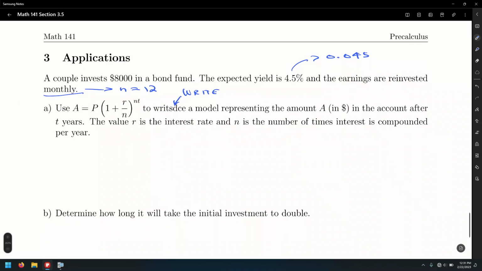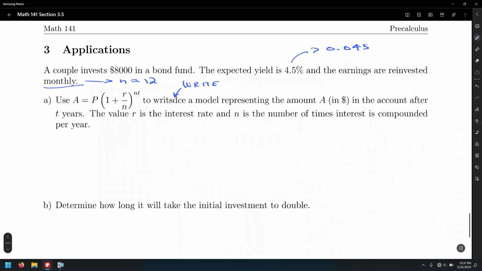It's monthly. So number one thing we want to do, A equals P, which is the principal, the initial investment. That's 8,000. Times 1 plus R, that's the percent rate, 0.045, over N, which is 12, raised to the 12 times T, for now. 12T. Because we don't know how many years, actually. In fact, that's the question.